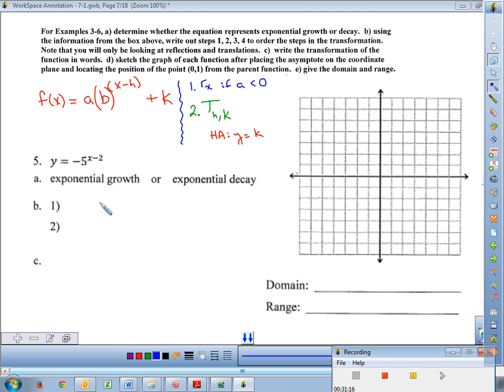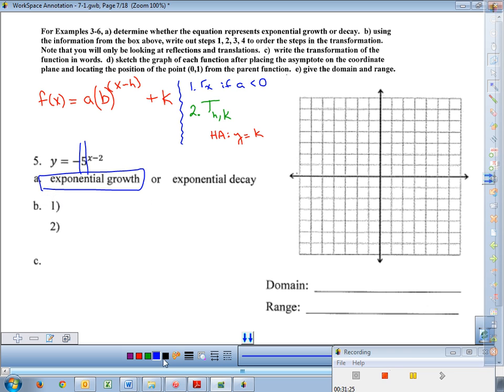Remember, the base has to be either bigger than 1 or between 0 and 1, and this is the base. That negative has nothing to do with it. There's no such thing as a negative base. What is that negative doing to this thing? It's reflecting it over the x-axis. So is this exponential growth or exponential decay? Growth.